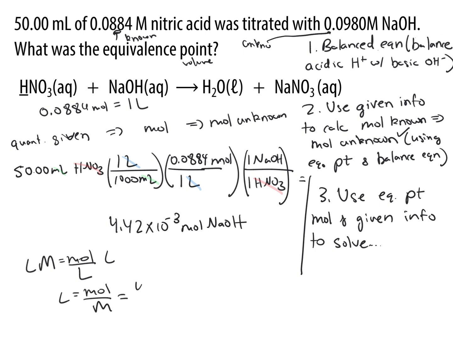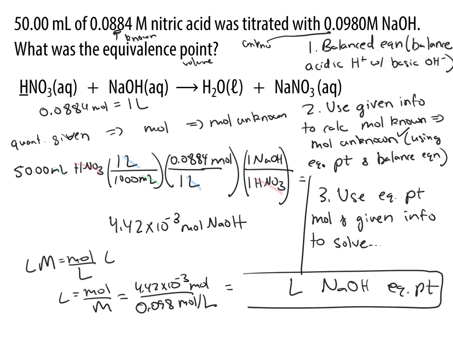And so I can do 4.42 times 10 to the minus 3 divided by my molarity. Now I'm thinking about NaOH, so I need to use the NaOH molarity, 0.098. And again, that molarity is moles per liter. So when I take moles divided by moles over liters, I will get a volume of liters of NaOH at the equivalence point, or that's how much NaOH I need to add to reach that equivalence point. I have 3 sig figs here, so I get 0.0451 liters, or I could convert that back to milliliters and get 45.1 milliliters of NaOH added.